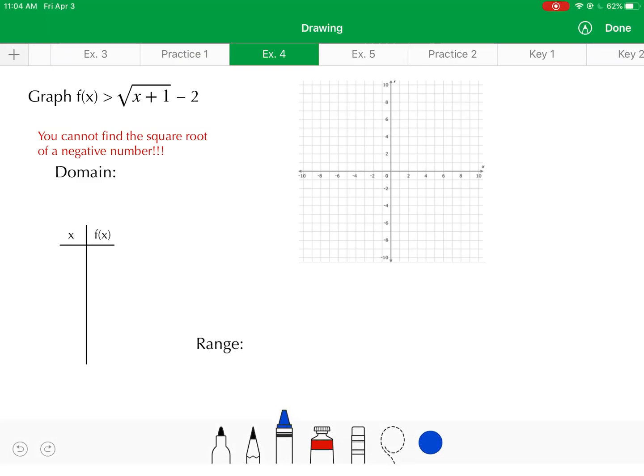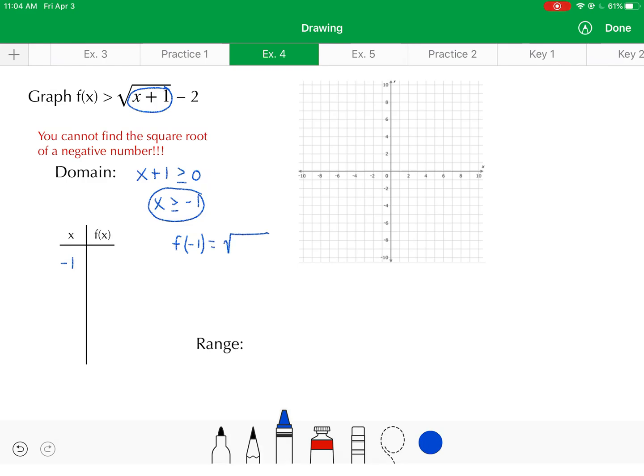We're going to focus on the radicand here. It's got to be a number that is not negative. So x plus 1 has to be greater than or equal to 0. That means the domain is going to be x is anything negative 1 or larger. Okay, and that negative 1 is the first value that I'm going to plug into the function.